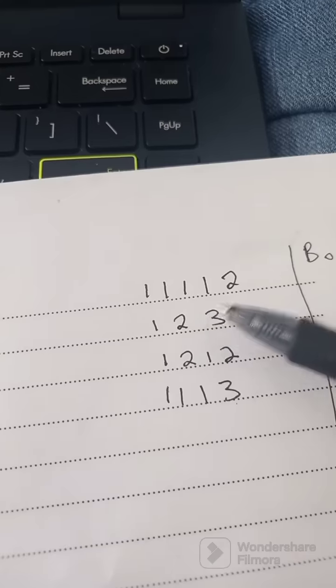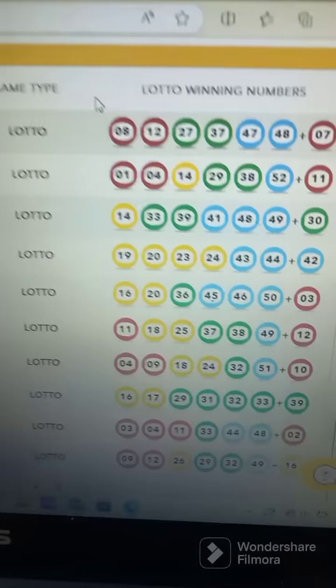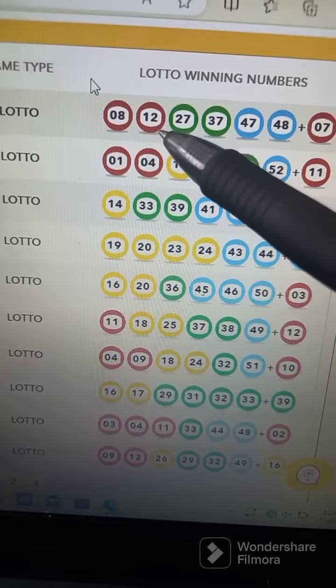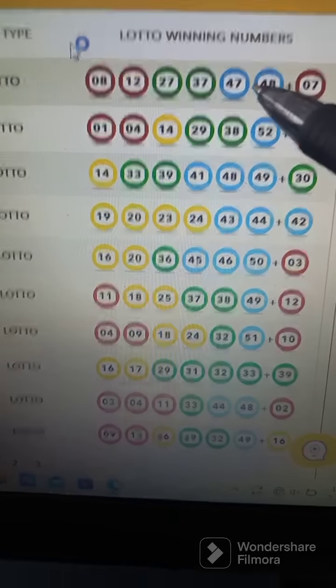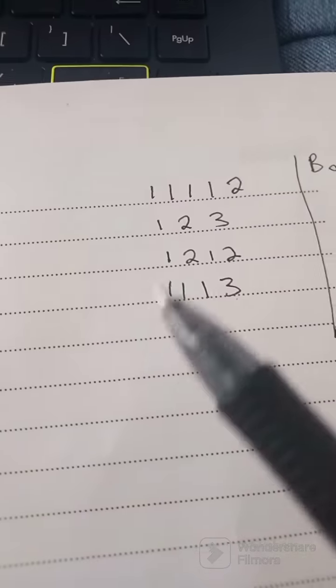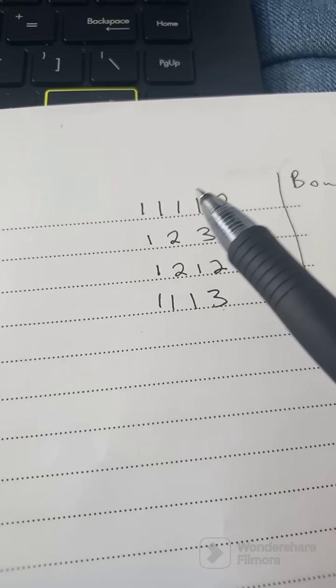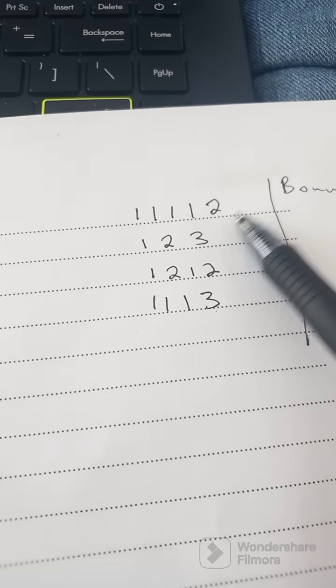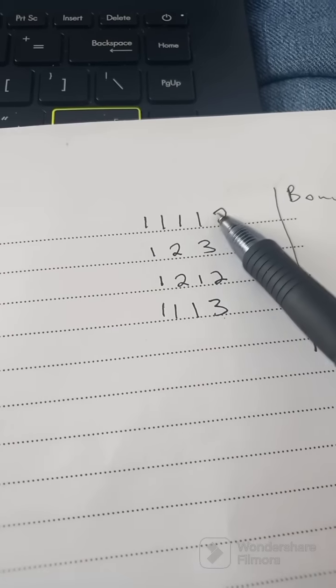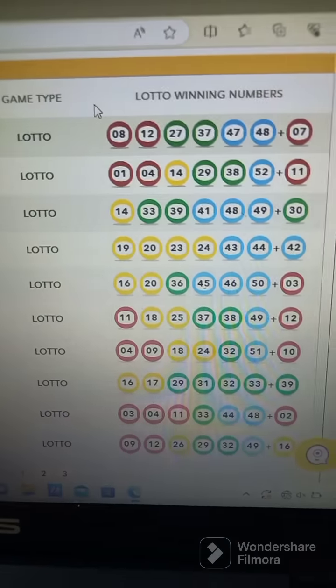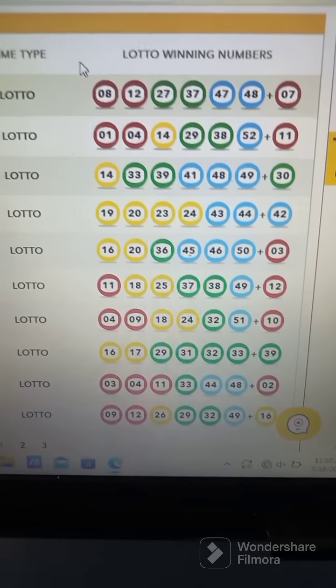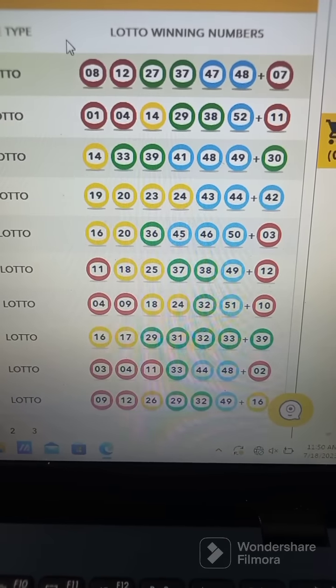So which sequence did they use in those results? They took 1, 1, 1, 1, and then they took 2. Now if you come back and look here, they took 1, 1, 1, 1, 2. So they used this first one. We are going to look at the week before that one to see what sequence they used.